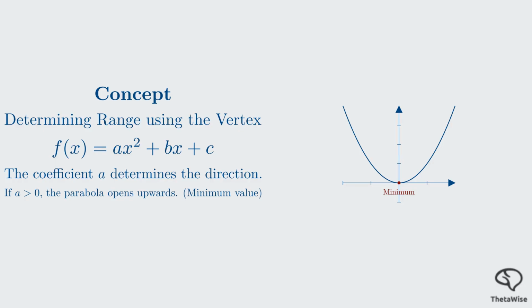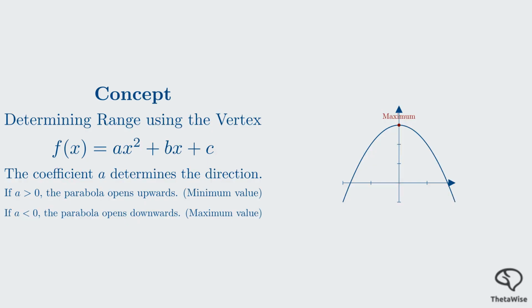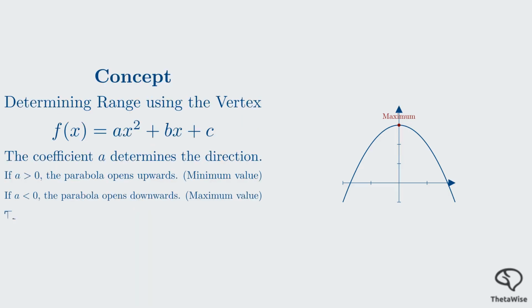minimum value of the function. If a is negative, the parabola opens downwards like a frown, so the vertex represents the highest point, or the maximum value. In both cases, once you find that turning point, you know the boundary of your range.